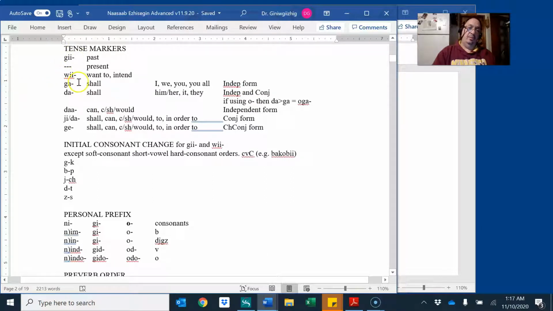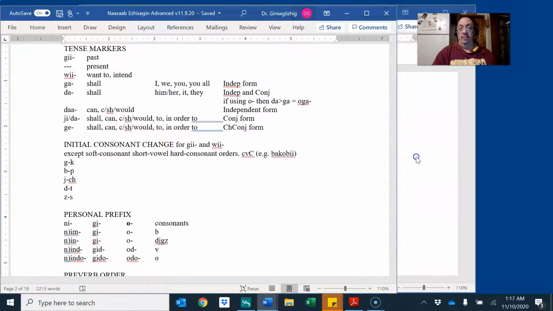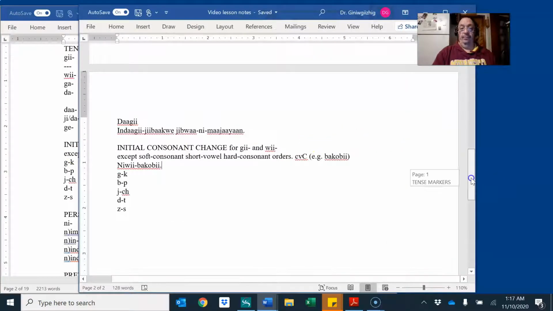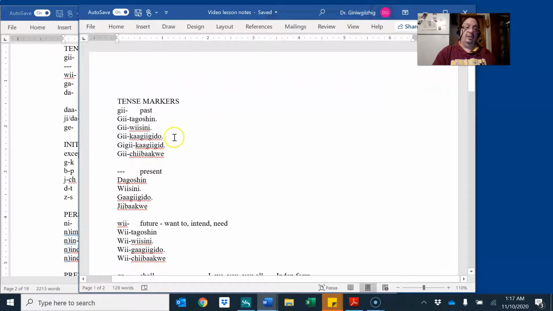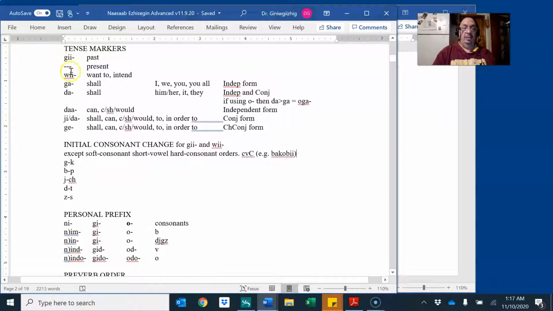When we use tense markers, we have to be cognizant of some letters that are going to change. Initial consonant change for gi and we. Tense markers: gi is past tense, and if you don't use any tense marker, it means right now. We is in the future, and there are a whole bunch more.